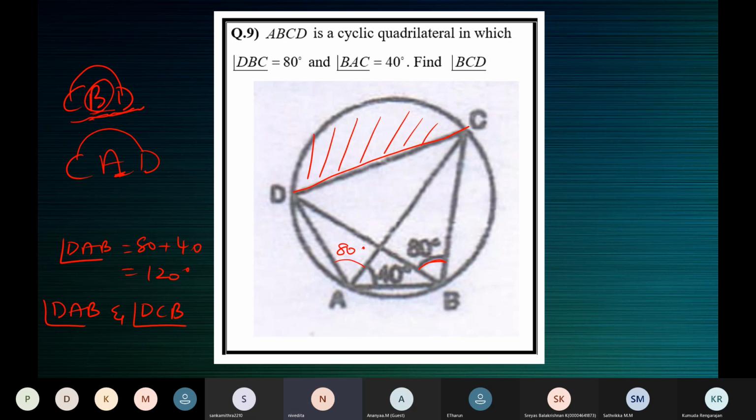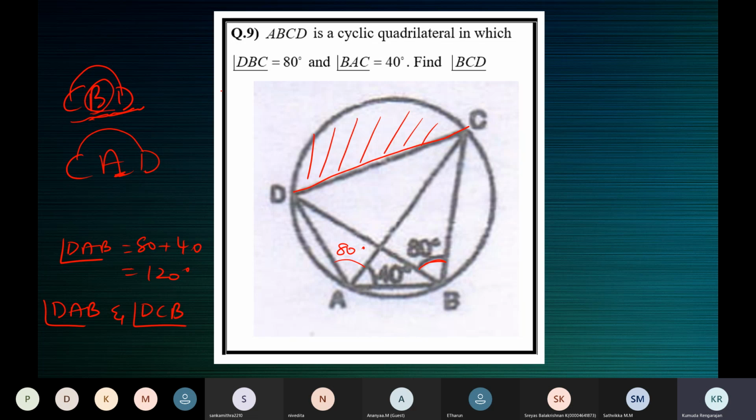Because it's a cyclic quadrilateral. Name the cyclic quadrilateral here. ABCD, ma'am. ABCD is a cyclic quadrilateral, and what is the property of a cyclic quadrilateral? Opposite angles of a cyclic quadrilateral are supplementary, ma'am. Opposite angles are supplementary. So DAB and DCB.